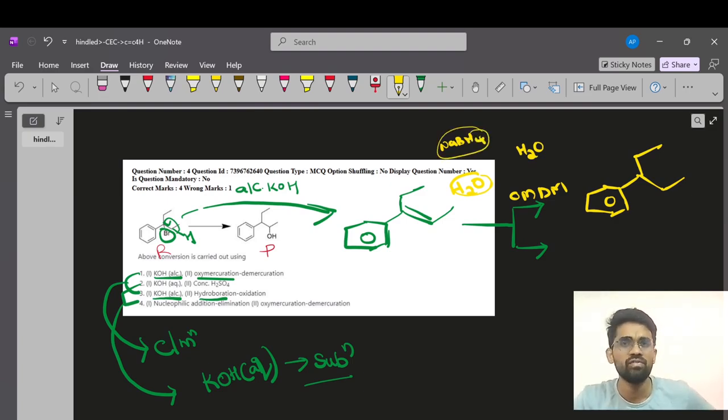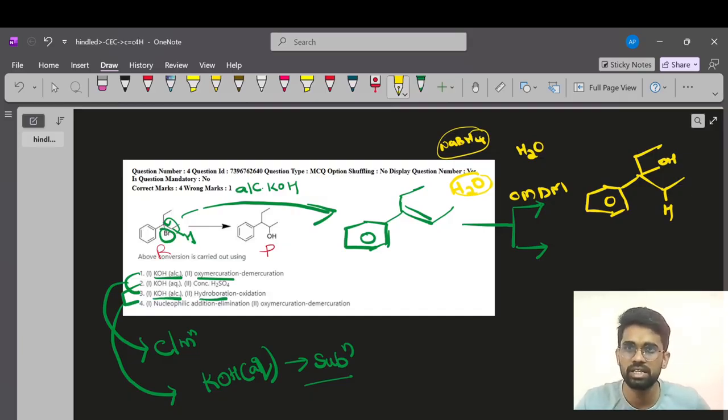What I told you, first of all, it forms a three-member ring with mercury, because of oxymercuration. Then next here comes OH, and here comes H. So this is Markovnikov addition, right?